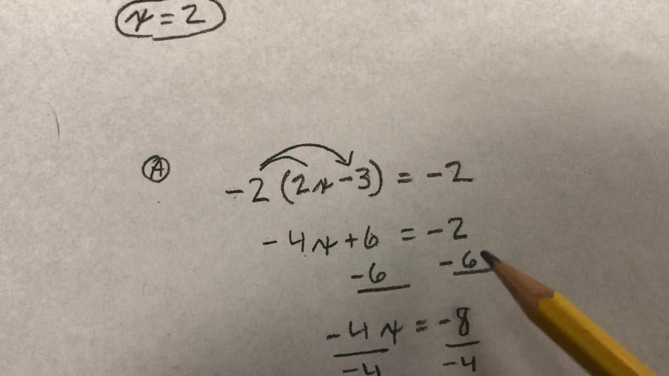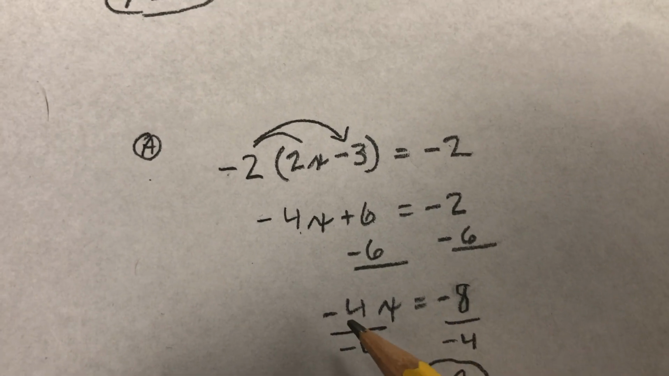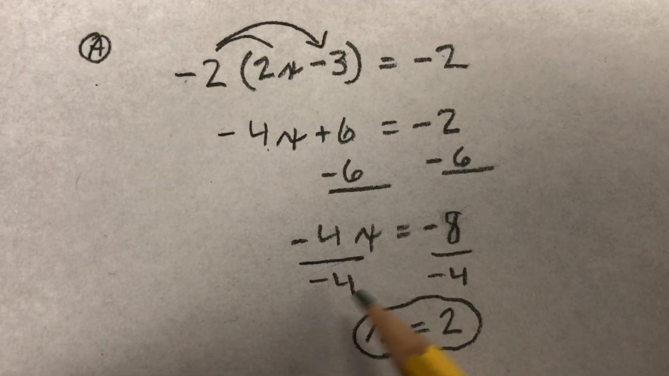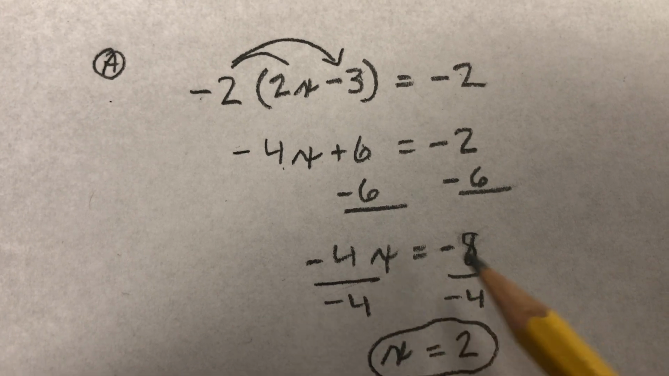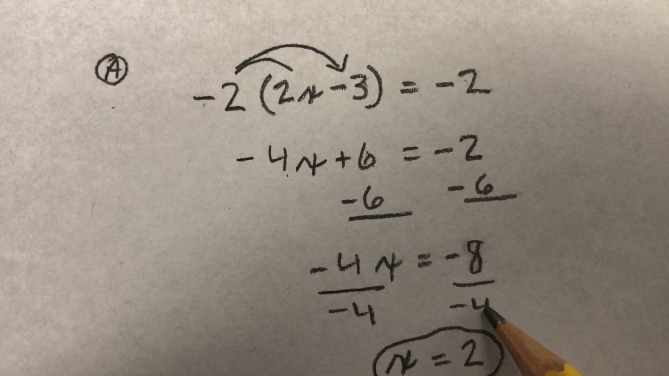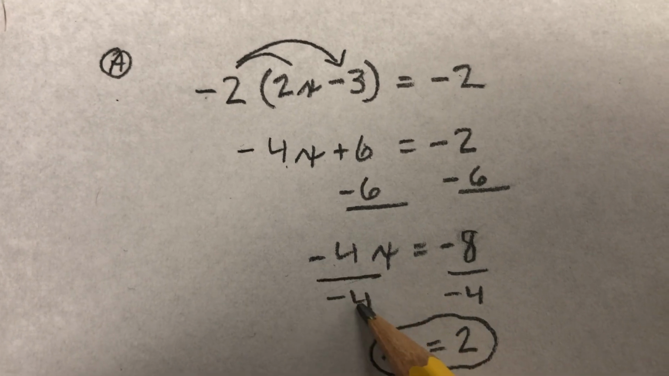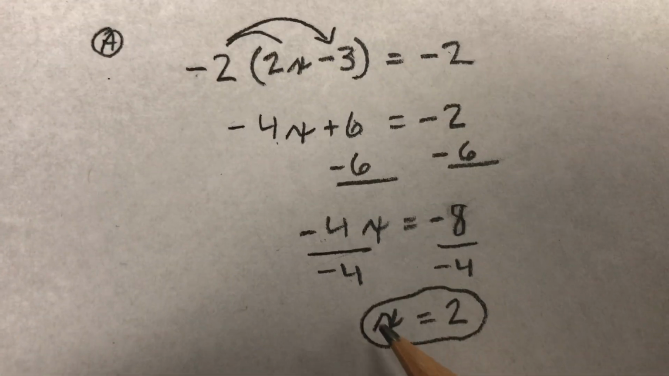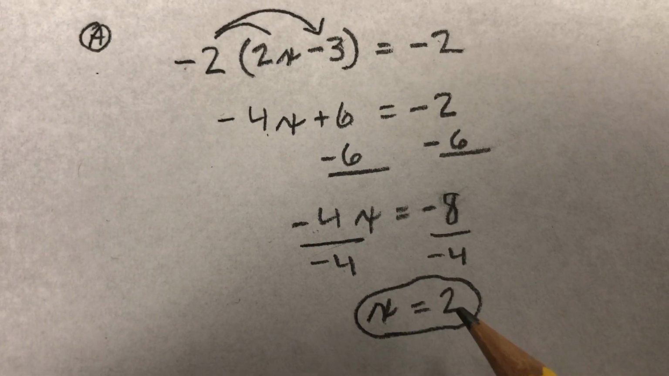If we subtract 6 from over here, we end up with negative 8 on this side, and we have negative 4x left over here. Notice I've divided both sides by negative 4 because that's being multiplied by x. Negative 8 divided by negative 4 is positive 2. And negative 4 divided by negative 4 is 1. So negative 4x divided by negative 4 is 1x. And that leaves us with x equals 2.